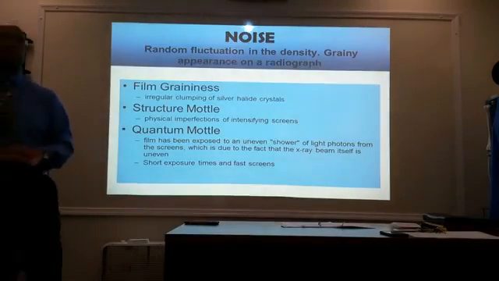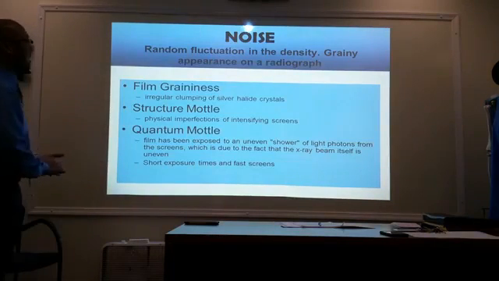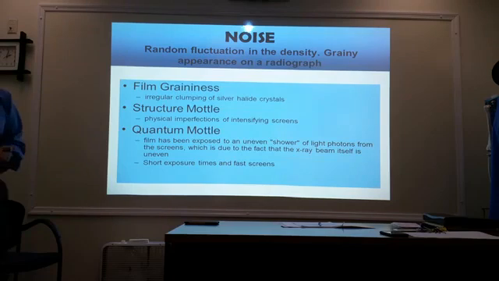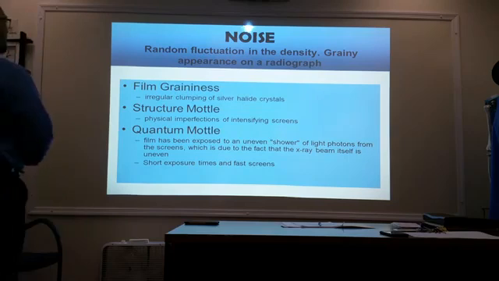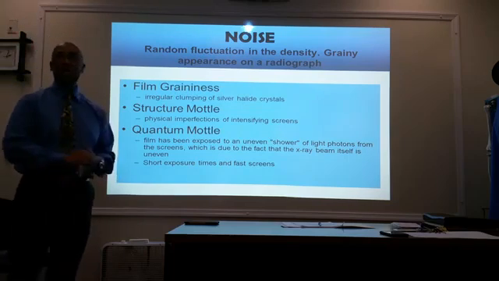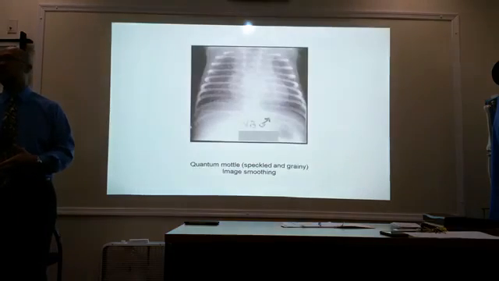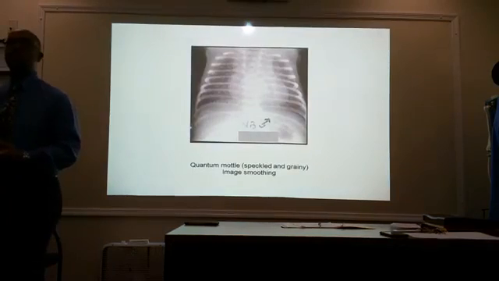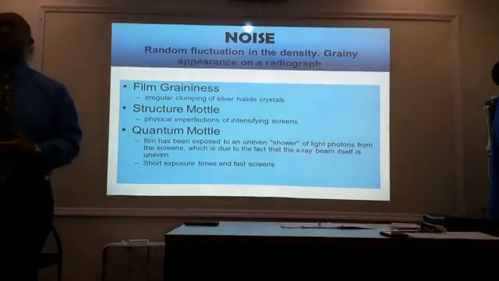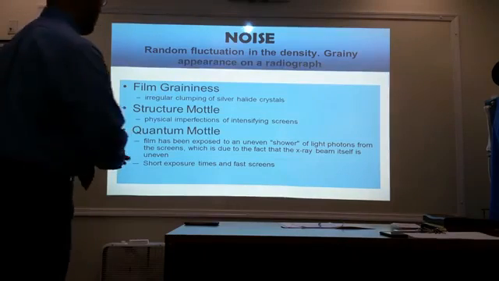First one here is noise. Noise is a random fluctuation in the density. It generally has a grainy appearance on a radiograph, like here on the next image. That's noise. Noise can be produced in three ways.